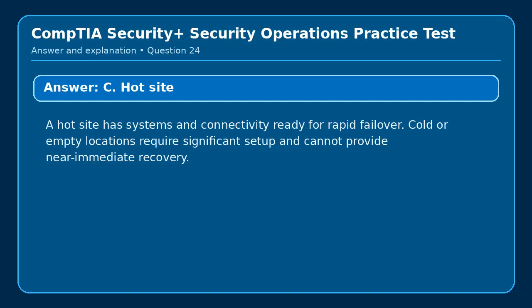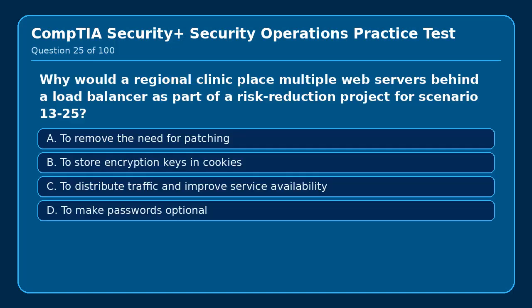The answer is C. To distribute traffic and improve service availability. Load balancing spreads requests and can route around failed servers. Patching, authentication, and key management remain necessary regardless of load balancing.